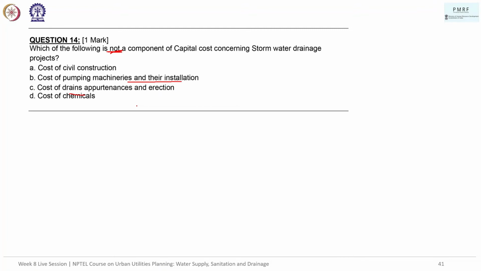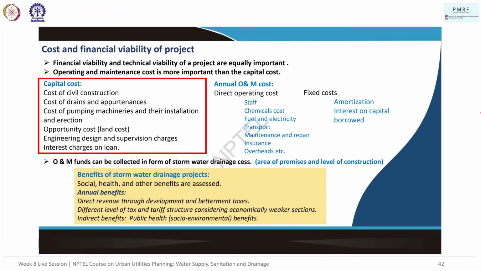So such utilization of funds is called capital cost, right? Whereas the term expenditure is anything that is going to be used up. For example, chemicals. Once you use them, they are not really going to stay, right? For example, when you buy a house, that is a capital cost, and when you buy furniture, that's capital cost, but daily expenses are all expenditure, right? So that's something you can keep in mind to categorize the two. So capital cost includes civil construction, cost of drains and appurtenances.